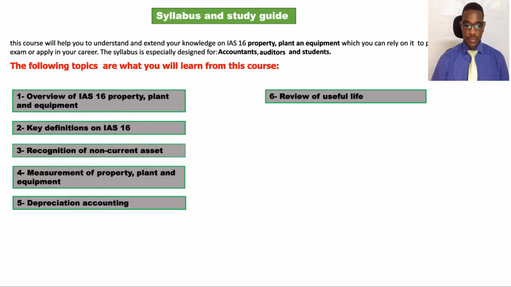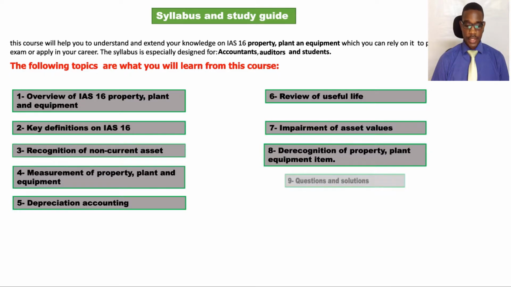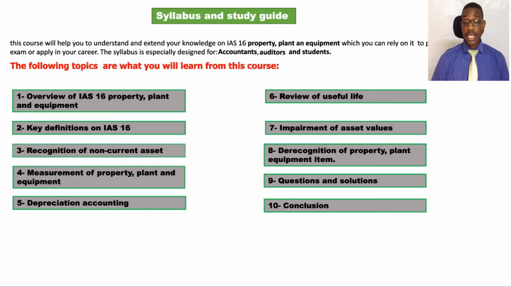In chapter 6, we're going to have the review of the useful life. In chapter 7, the impairment of asset values. In chapter 8, we are going to discuss how and when we should de-recognize property, plant and equipment. And before we conclude, we will provide questions and solutions from the practical view. And lastly, we will have the conclusion about our course.